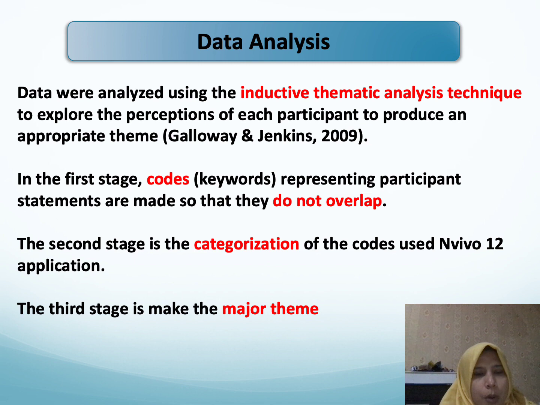So we have a code of the data from the transcript data. And then we continue to the second stage, the categorization of the codes, of course, because a lot of the data we used the application NVivo. And at the end of the analysis, the third stage, is to make the major themes. So from the categorization, we choose or make a major theme.